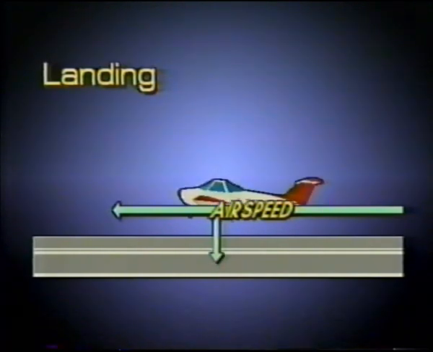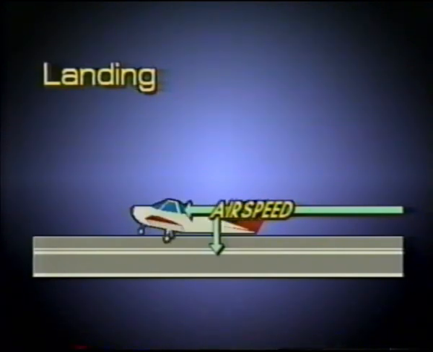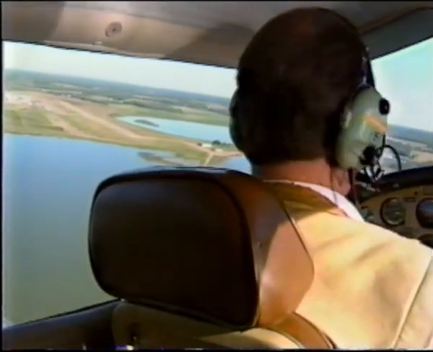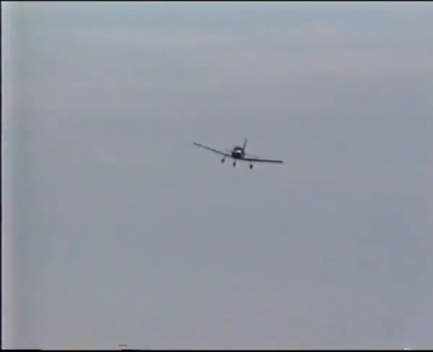Before getting into techniques, some general comments. The object of landing is to get back onto the ground at the lowest possible vertical speed and the lowest possible horizontal speed while maintaining adequate control of the aircraft. This will vary according to conditions. Approach and landing should be considered as a continuous process.